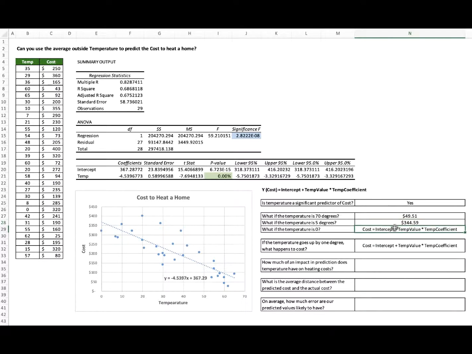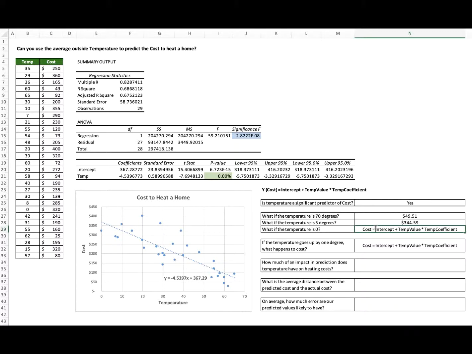Okay, now what if the temperature is 0? Well, we can use the line, and we know when the temperature is 0, that's where it crosses the y-axis. That's why we call it the y-intercept. That's where it crosses the y-axis. And when it's 0, we expect it to be 360, 70 something. How do we figure that out for sure?